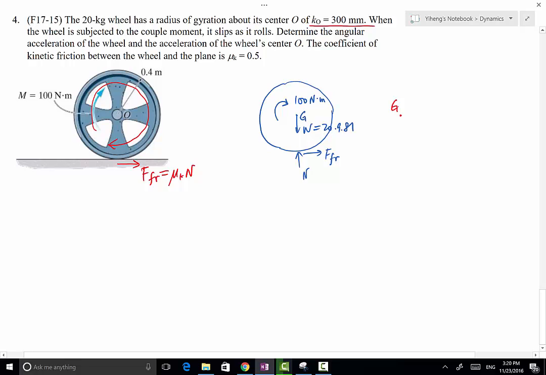We know that when this wheel is rolling, its mass center only has horizontal linear acceleration to the right. And also because it's rolling clockwise, this is the IG alpha. So in this case, point G is the same as point O. So these two are the same. Let's call it point O to be consistent with the problem, even though it is the gravitational center.